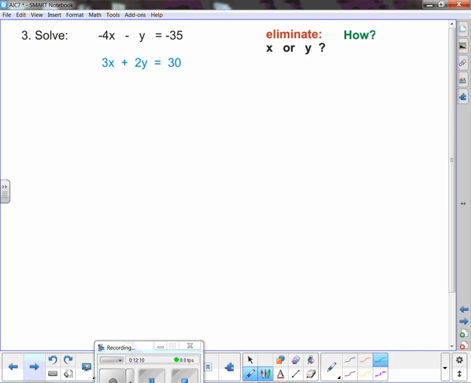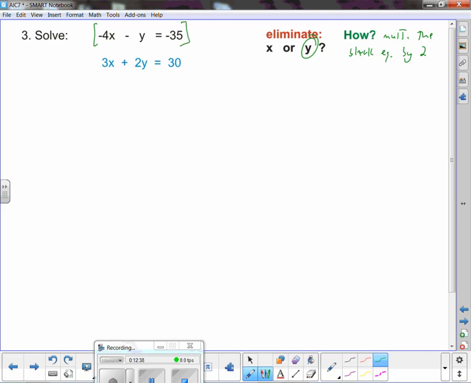Now you could eliminate either one, but it's just usually easier. So you want to make a wise choice here. All right, so what did you choose? X's or y's? I'm going for y's. All right, if y was the choice, how would you do so? I'm going to multiply the black equation by 2. Right, multiply the black equation by 2.